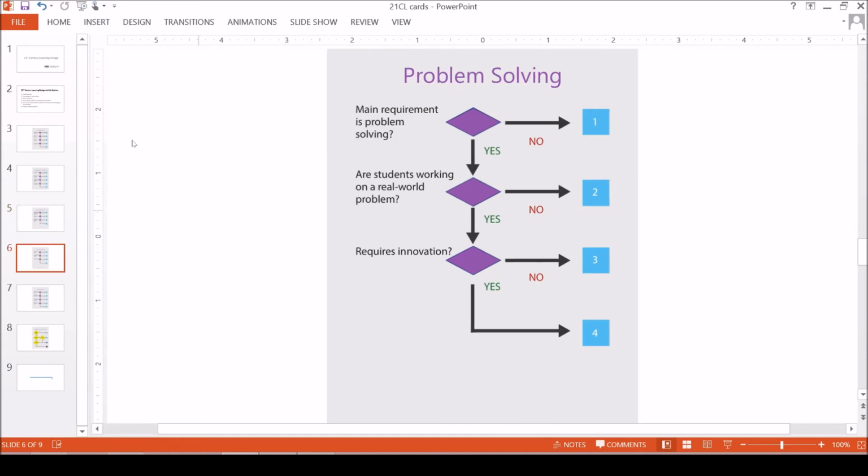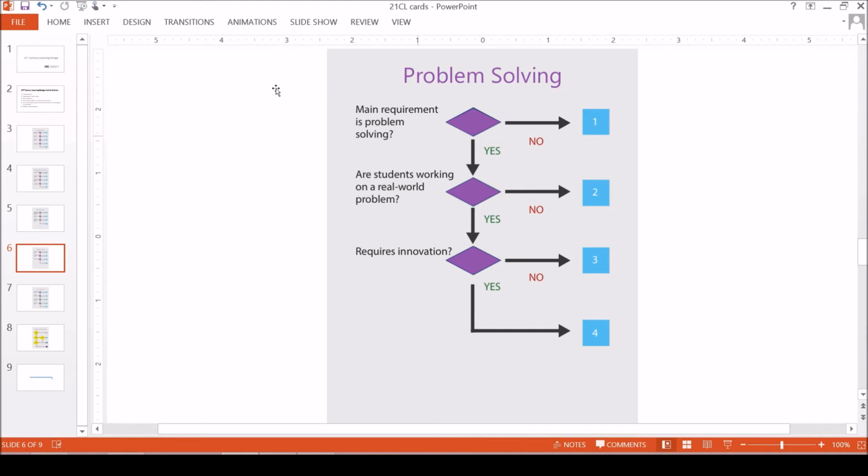Moving to the next one, problem solving. So it's a 21st century skill that, think in terms of the business world or the working world where people who are working on a particular project will run into problems, and they need to figure out how to solve those problems based on the tools they have. We need to provide these situations for students so they can develop their problem-solving skills before they enter the post-school world. So we go to this rubric and we ask ourselves, is the main requirement in the task problem-solving?